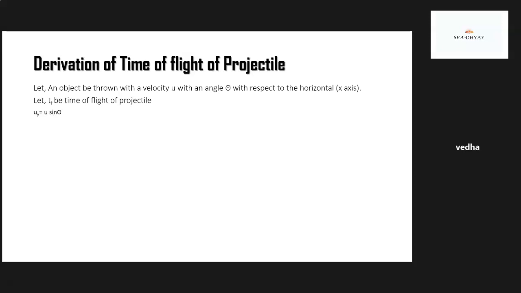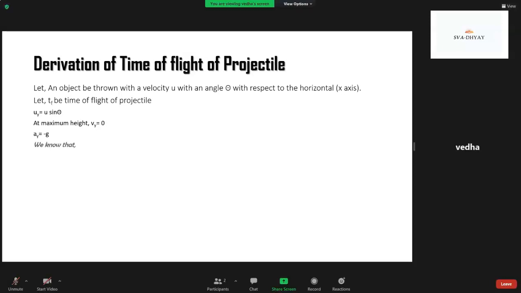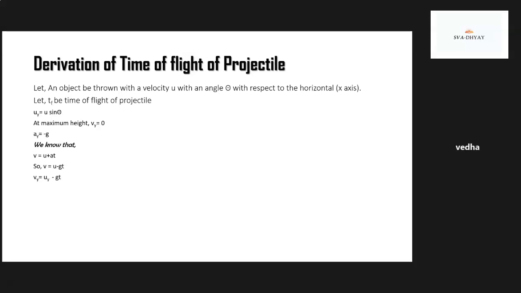Uy is equal to u sin theta. At maximum height, Vy is equal to 0. Ay, acceleration along y-axis, is equal to minus g. We know that v is equal to u plus at, that is the first equation of motion. So v is equal to u minus gt. So Vy is equal to uy minus gt because here acceleration is negative. As Vy is 0, so 0 is equal to u sin theta minus gt. t is equal to u sin theta by g.